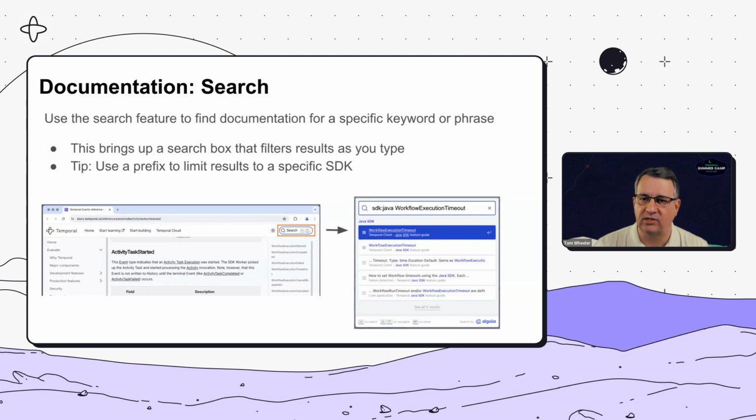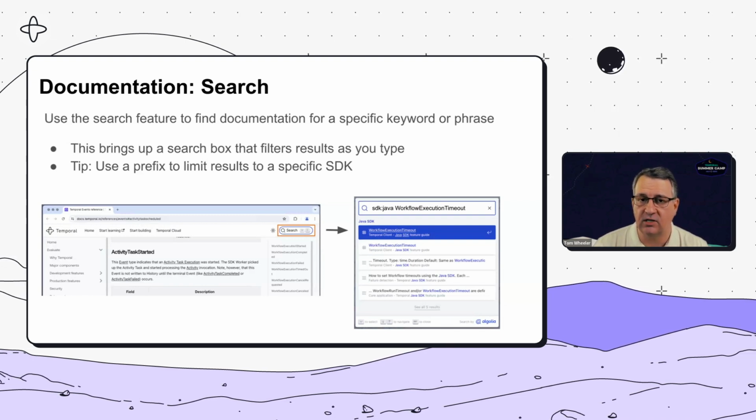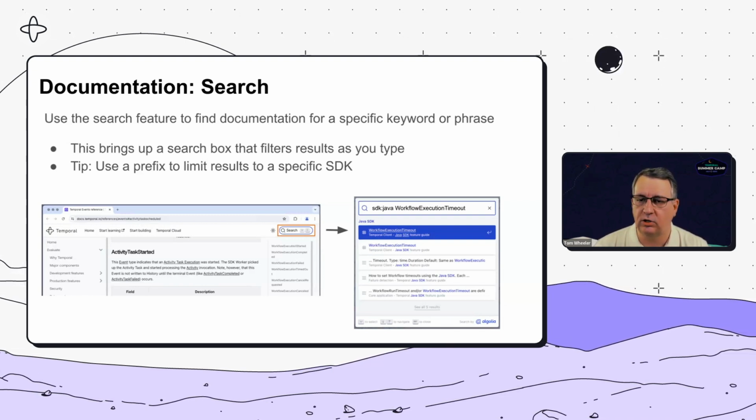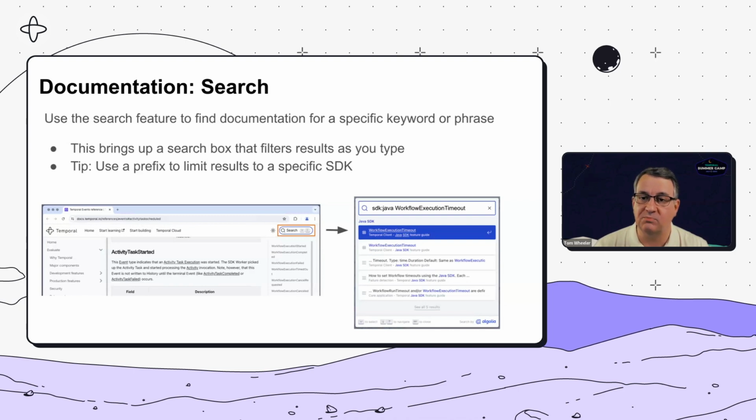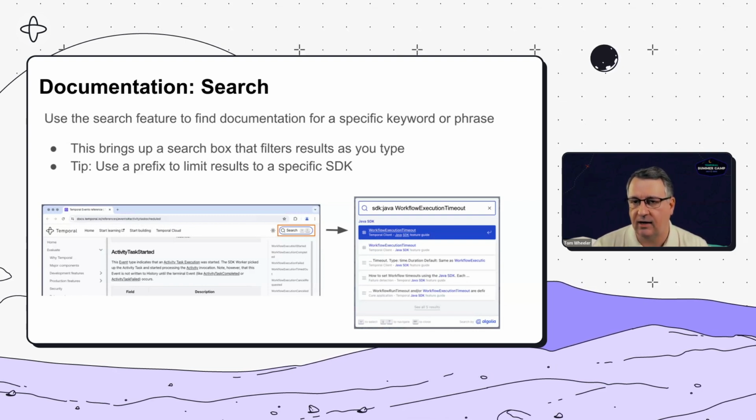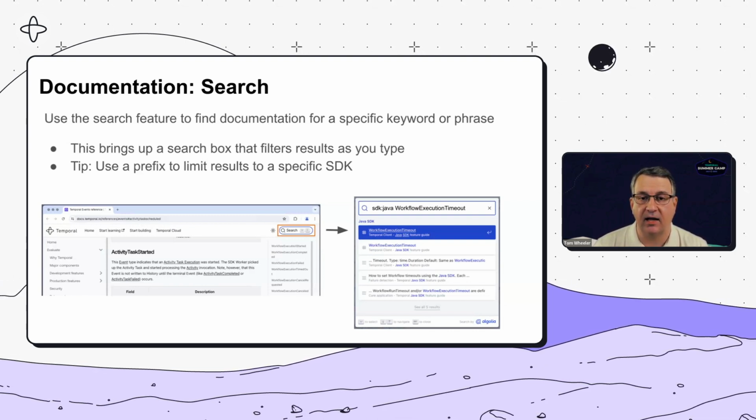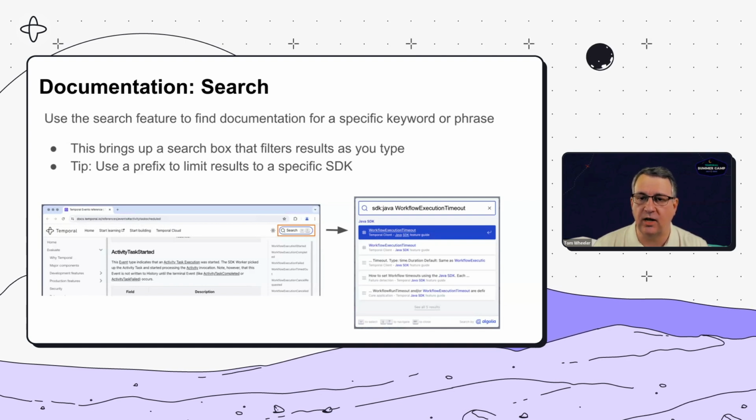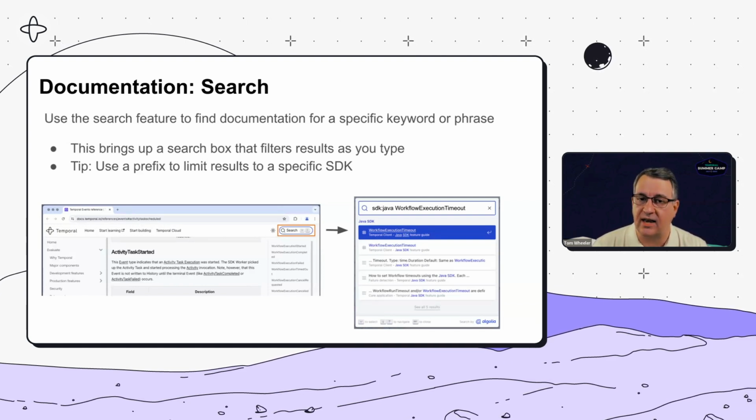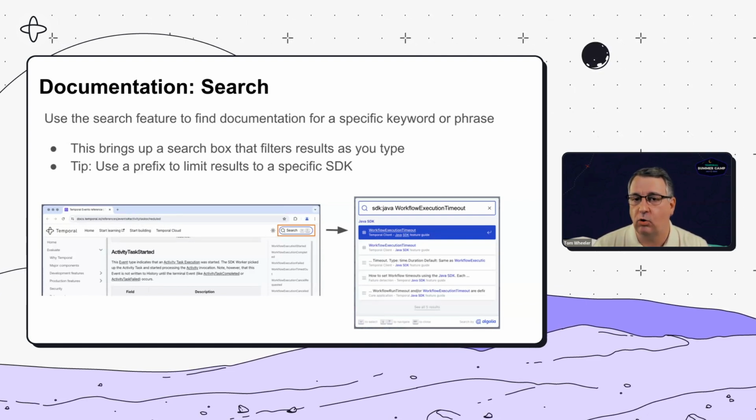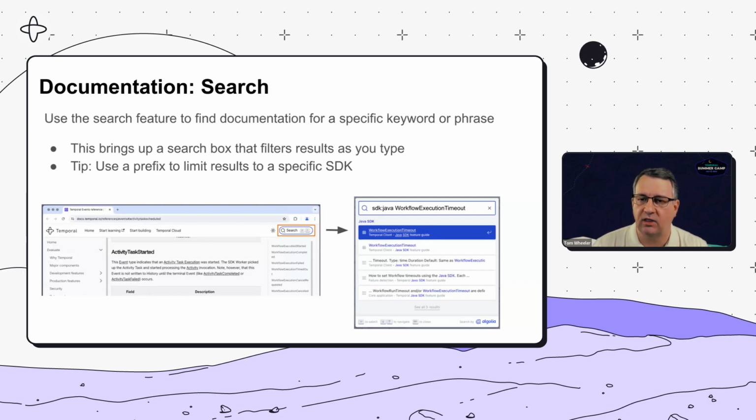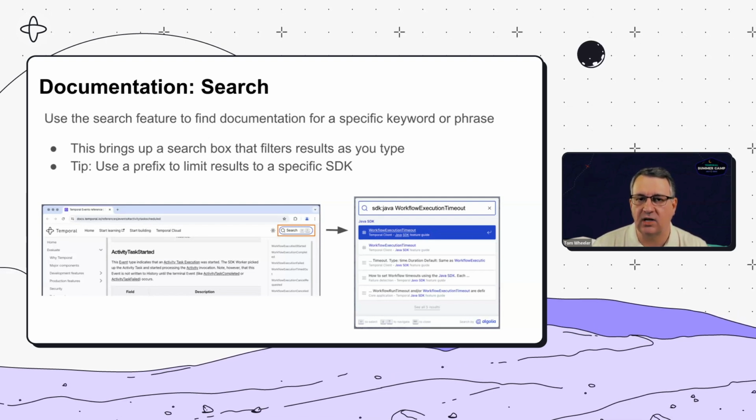Let me offer you a tip. Temporal has multiple SDKs. Each one has its own documentation, but the chances are you're only going to be interested in results for the specific SDK you're using at any given point in time. In that case, you can use a prefix, like I've shown here, to limit the results to that SDK. Now, I don't know if this is officially supported, but it's something that I discovered a long time ago, and I've been using it ever since.